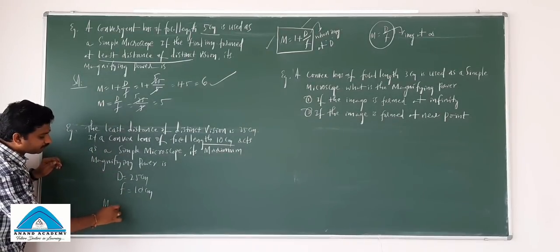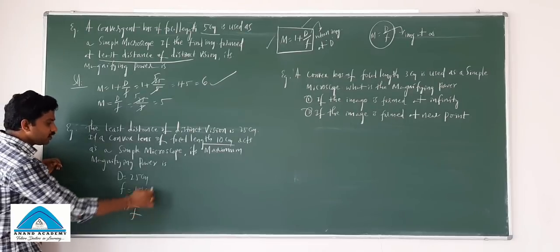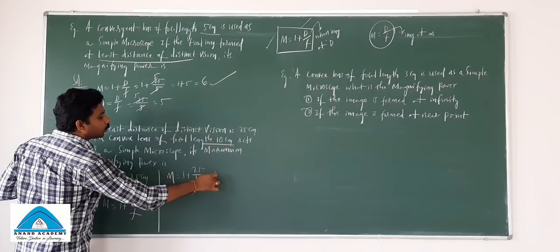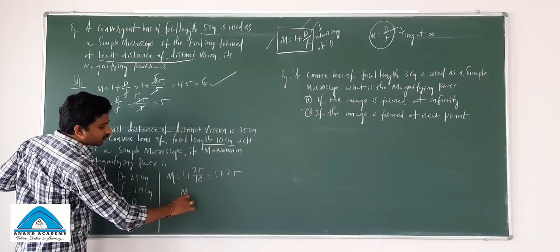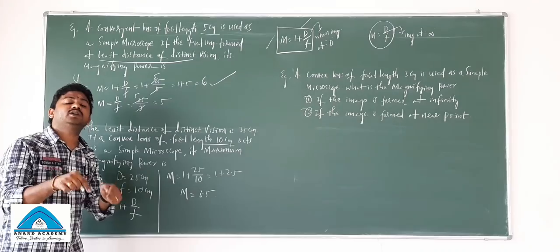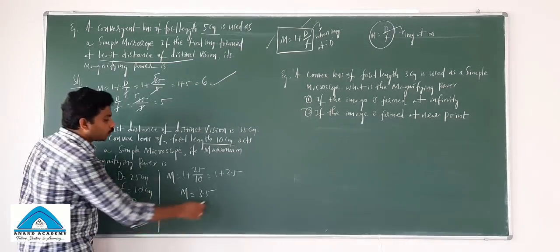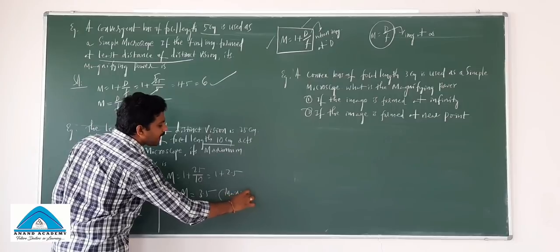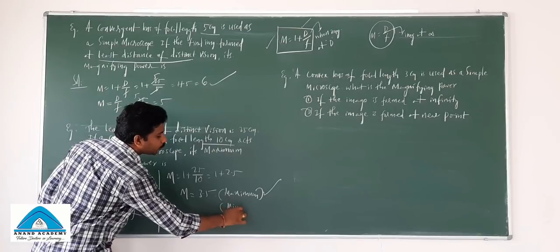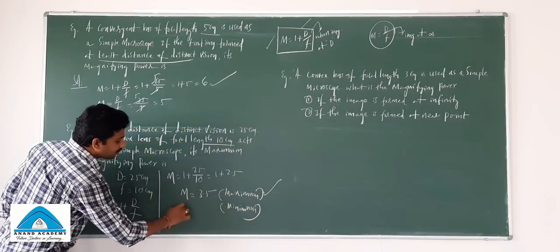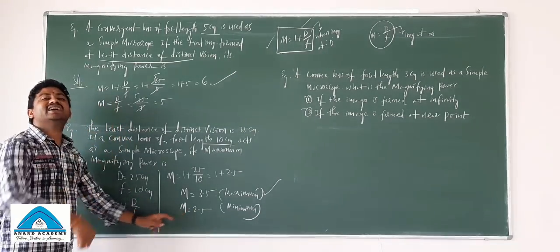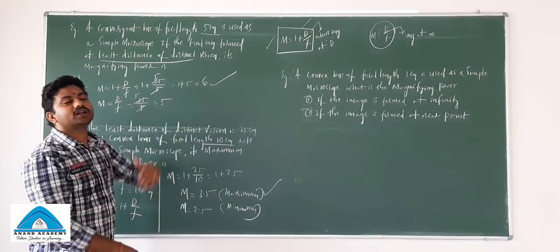So maximum magnifying power is 1 plus D by F. So M is equal to 1 plus 2.5, so your M value will be 3.5. This will give you the maximum magnifying power. If they ask you to find the minimum also, just subtract 1 from it, and you get M is equal to 2.5. So this is when the image is formed at infinity. Let's see the third one.